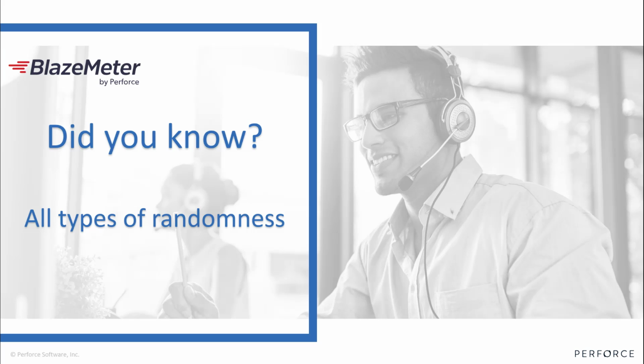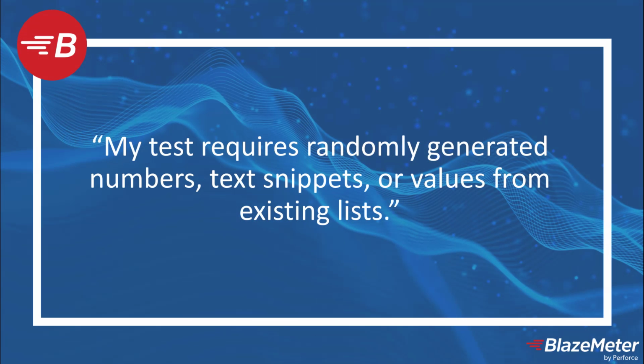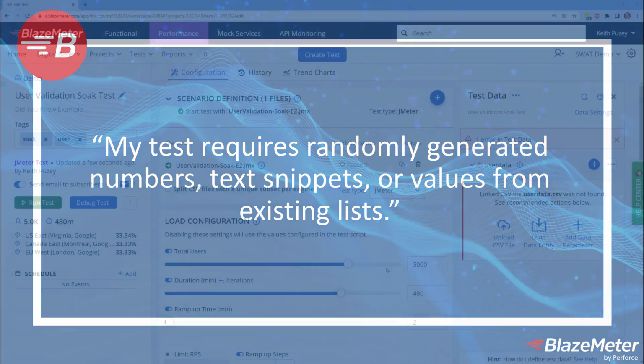So welcome to this BlazeMeter Did You Know session. We're going to talk about how we can create test data and have all types of randomness in that data. So it may be that your test requires a random string of characters, a random set of numbers, or even where you have a list of values, you want to randomly select a value from that list. We're going to show you how easy we can do that with BlazeMeter.